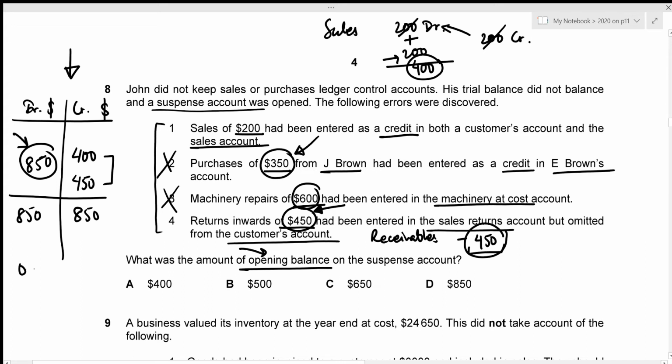So the opening balance is actually going to be 850, but on the credit side. But in our options, we are not given the debit side or the credit side, so we're just looking at the value. That's 850 given in option D. This will be the correct answer. Now we can move towards question number 9.